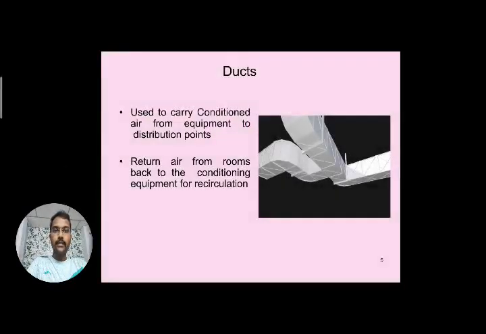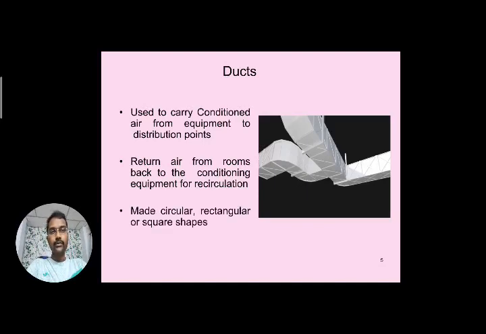So return air from rooms goes back to the conditioning equipment for recirculation. This is the second thing. The conditioned air, or the return air, may be carried to different distribution points if you want to use it further, so again it is sent to the conditioning equipment for recirculation. They may get filtered and again recirculated.